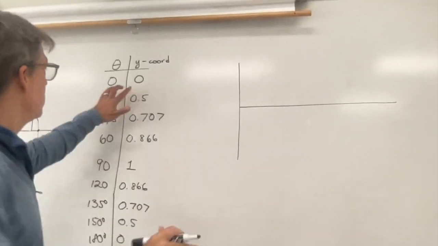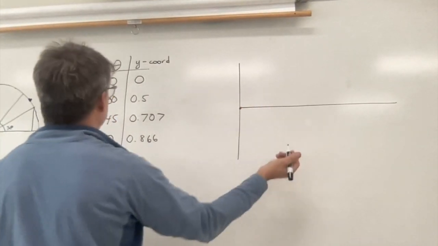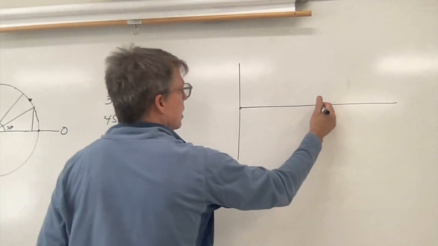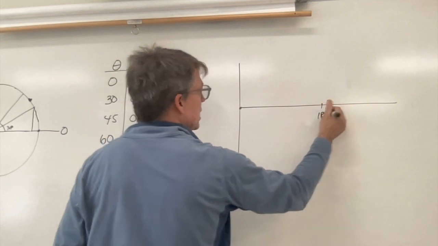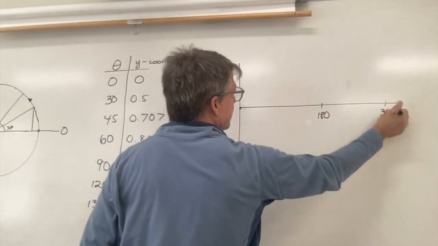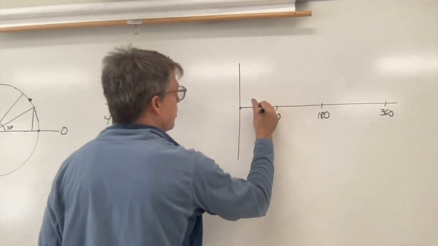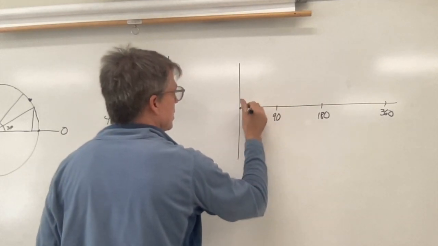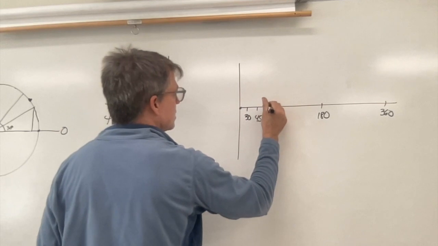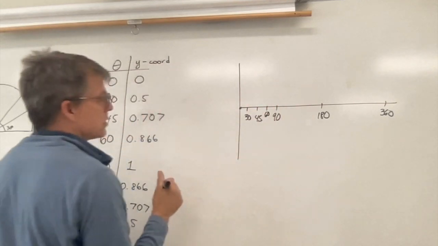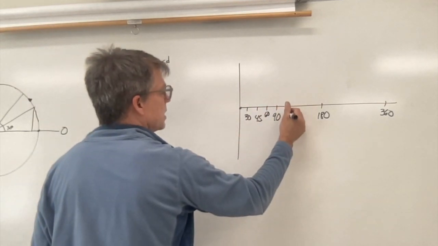So 0, 0, bam. Oh, and I should probably put in, okay, so let's do, here, this will be 180, this will be 360. That means this is 90, right? Ish. 45 is right here. Here's 30, and here's 60. Obviously, I'm not doing this very well. 90, what is it?